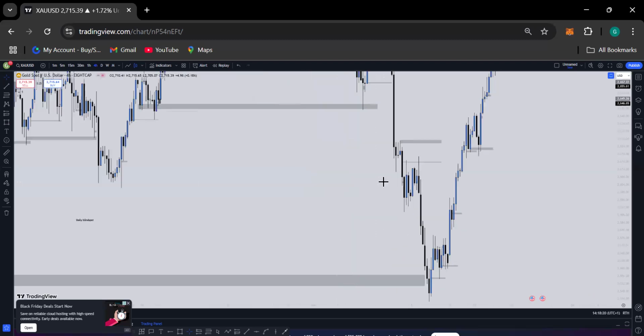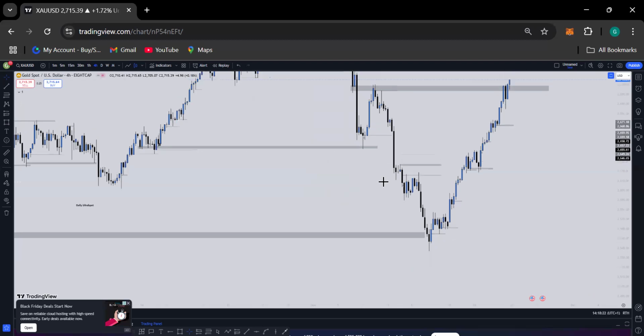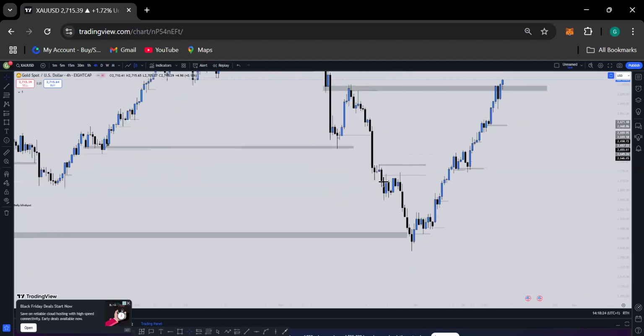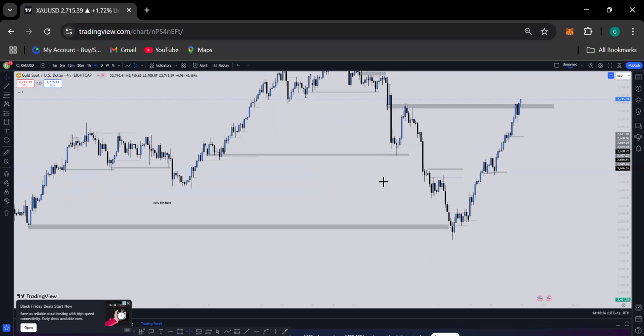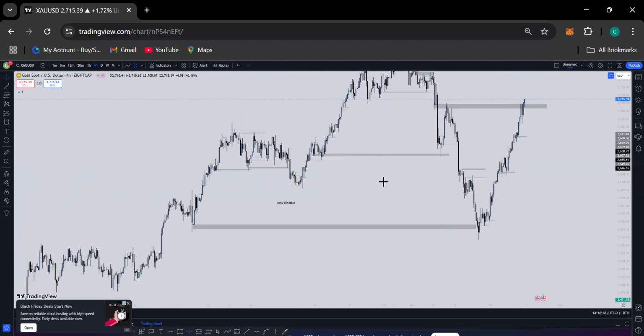But the difference with the SNR level is the fact that you get to catch bigger, massive movements because you're playing the continuation setups, right? So that is how easy it is, guys.